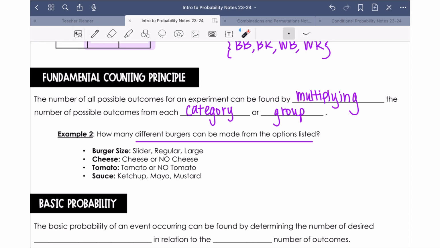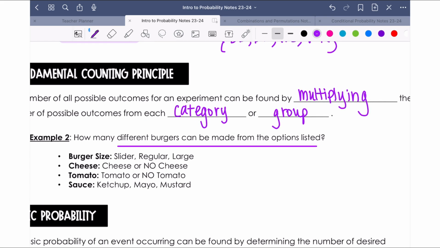Multiply the possible outcomes for each category or group. So how many outcomes of burger size can we pick from? Well, it says we can do a slider, a regular, or a large. So that's 3 outcomes for burger size. Okay. What cheese options do we have? We either have cheese or no cheese.